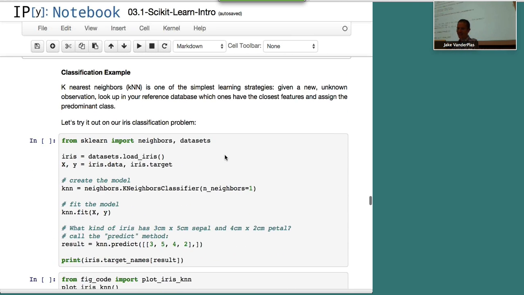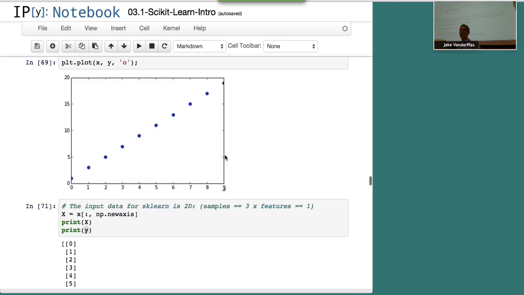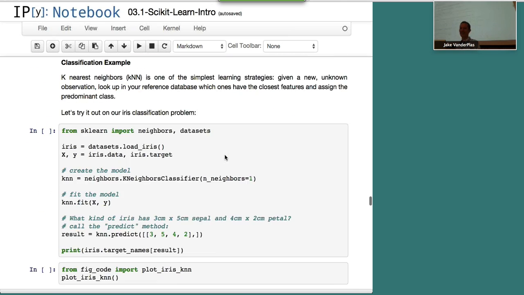Anyway, that was a regression example. Let's take a look at a classification example.